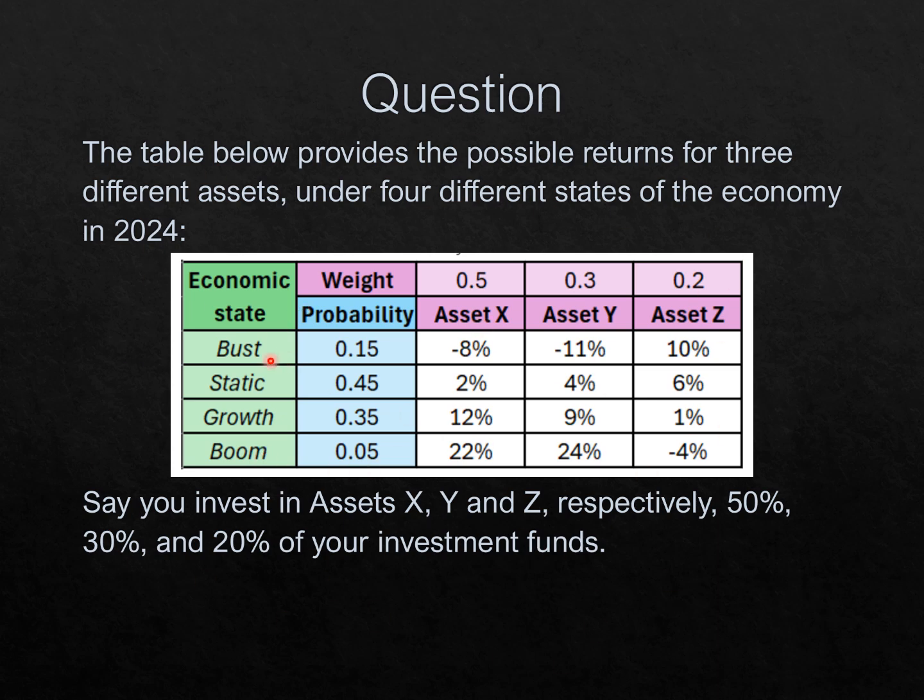And note this, here, how do you read this table? Let's take this example here, 9%. What does that mean? It means that, given the economic state is growth, the probability of growth is 0.35 or 35%. Asset Y, which makes 30% of your portfolio, will have a return of 9% under this condition. So that's how you should interpret the table. You should interpret all the other cells in the same manner.